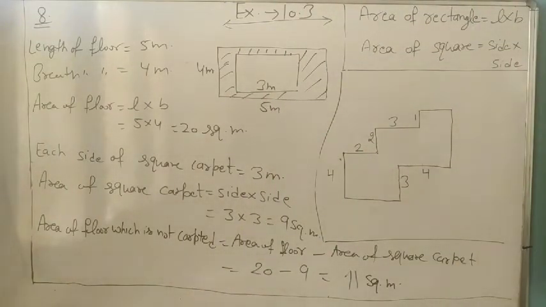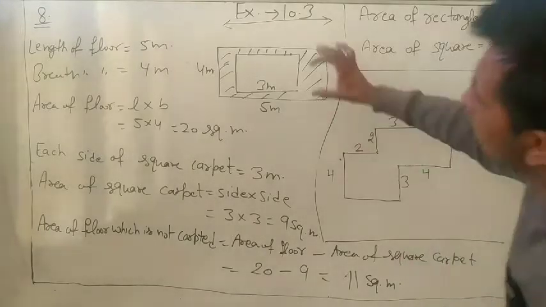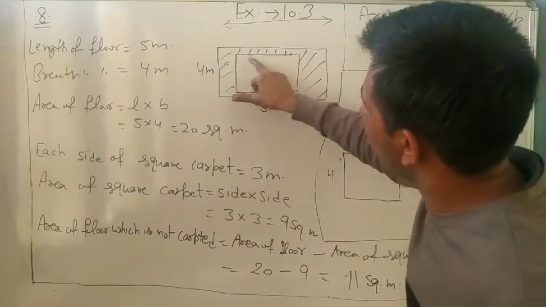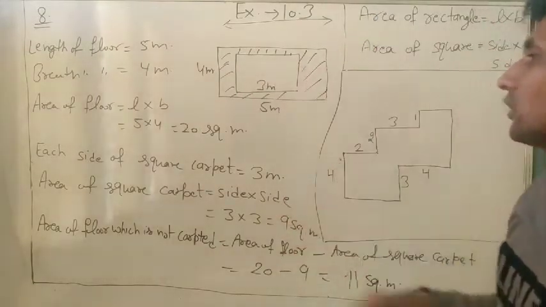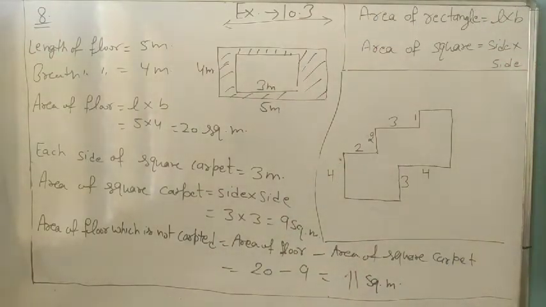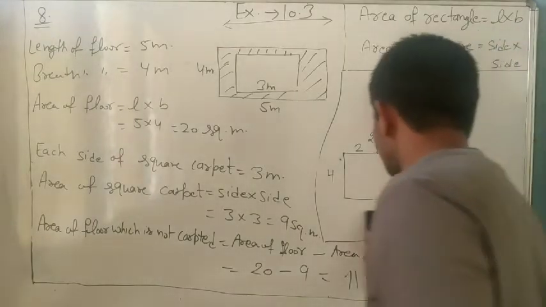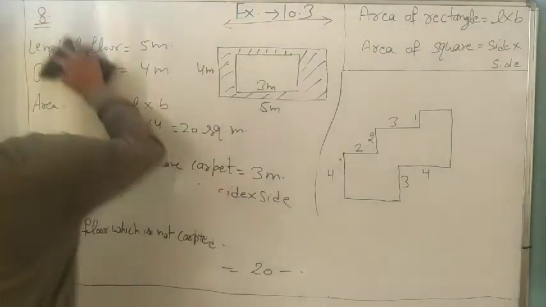Understand it? Very simple question. We want to lay some carpet on the floor, so the carpet is only here, but on the outer side there is no carpet. This means total area of room minus area of carpet. Understand it? Next question, ninth question.